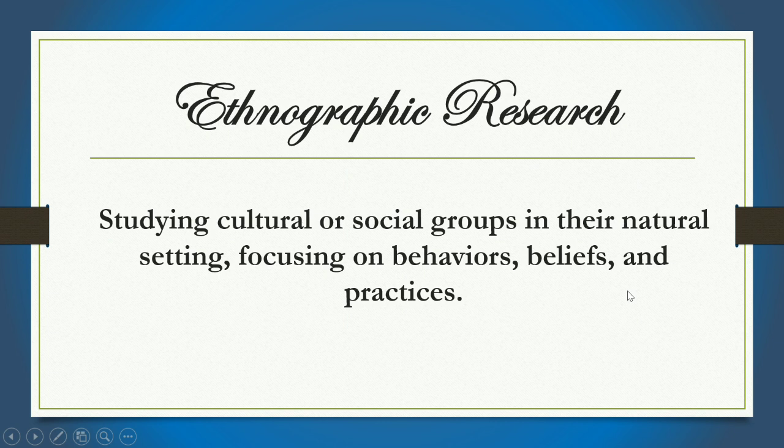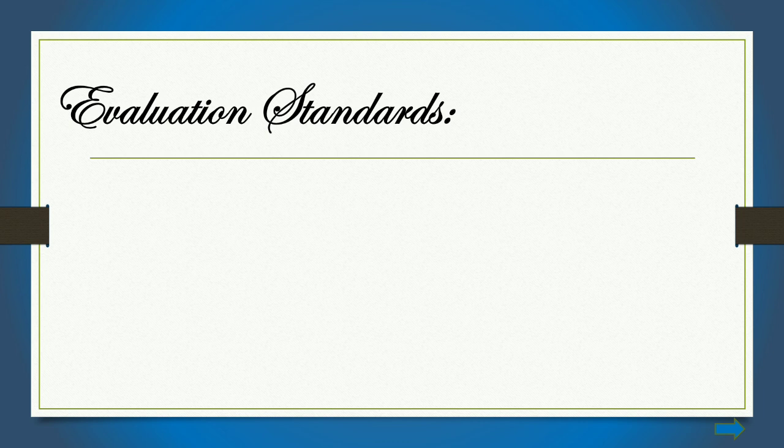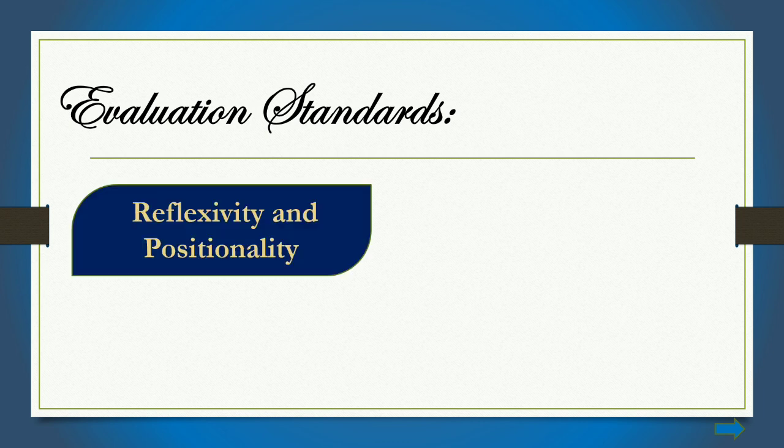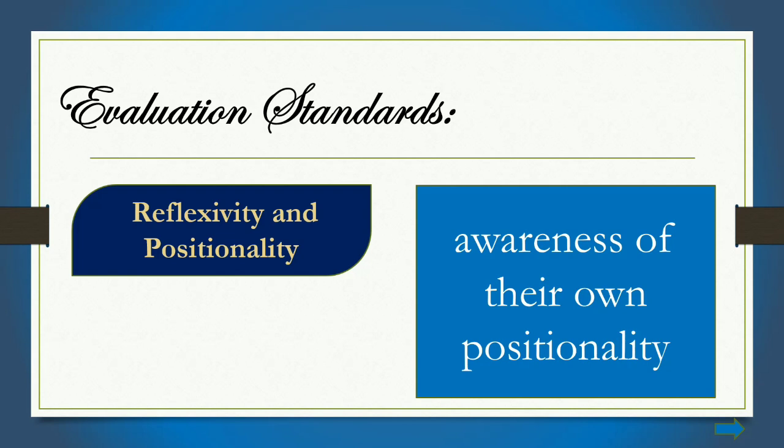Ethnographic research. When we say ethnographic research, it involves immersing oneself in a specific cultural or social setting to study behaviors, beliefs, practices, and interactions of individuals within that setting. Evaluation criteria for this research are reflexivity and positionality. This means the researcher's awareness of their own positionality. Reflexivity helps ensure the findings are as unbiased and comprehensive as possible.